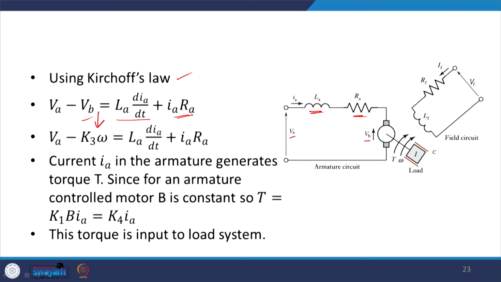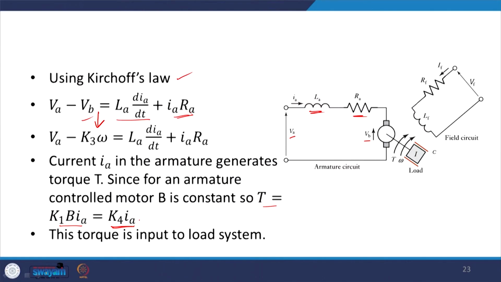Okay. So, the current through the armature generates the torque, and since for an armature controlled motor B is constant, our T is equal to K1 B IA. So, I can take K4 IA, and this K4 I can call the constant, the torque constant of the motor, and this torque is actually the input for the load system.